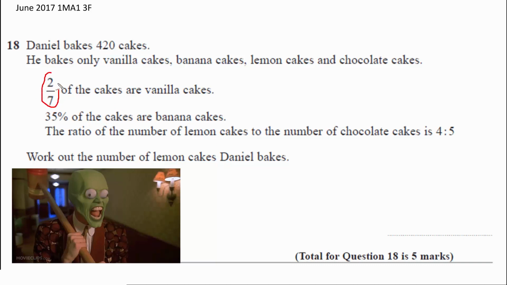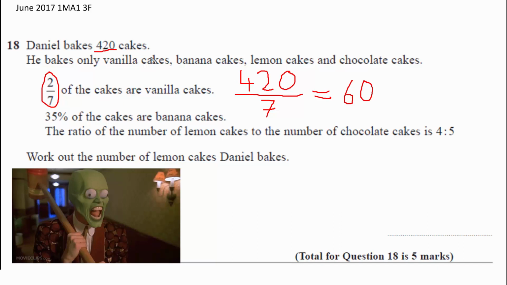So let's look at the 2/7. So we need to work out 2/7 of 420. So we're going to take 420, and what we're going to do is we are going to divide by that 7. So we can calculate what 1/7 will be. So if we do 42 divided by 7 is 6, so 420 divided by 7 is going to be 60.